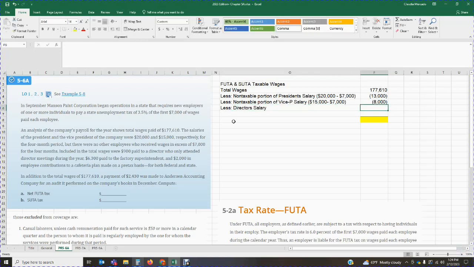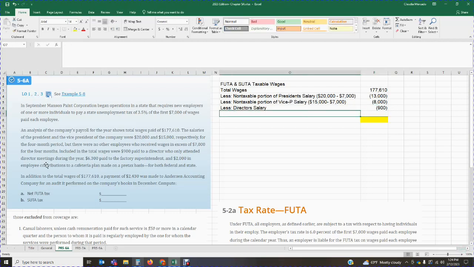So we're going to deduct the $900. Okay. It says here $6,300 were paid to the factory superintendent. Do I care to know that? No, those $6,300 are already included in my $177,610. That employee made less than $7,000, so we're good there. We can get rid of that information. We don't need it.